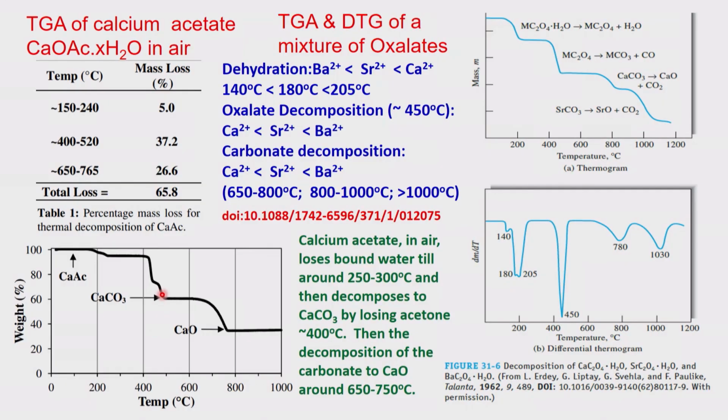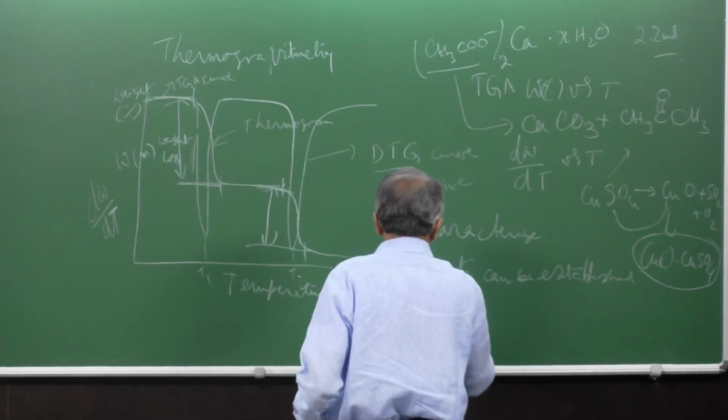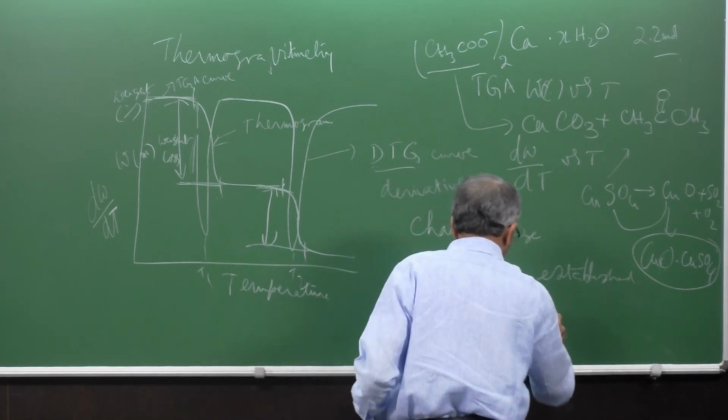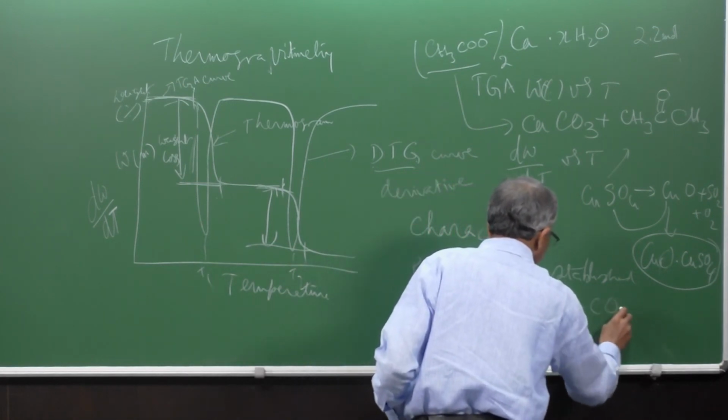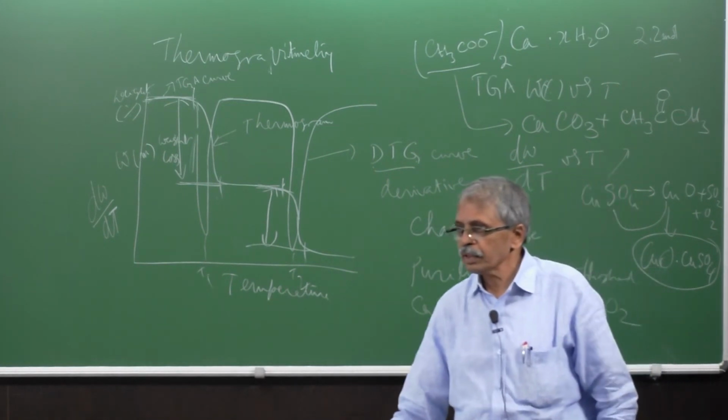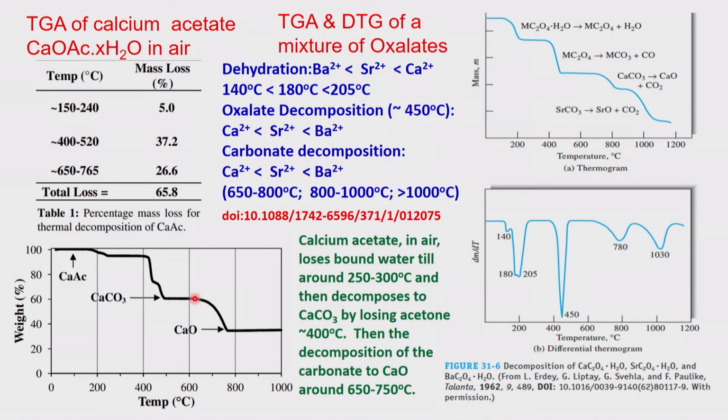Okay. And that means you got the calcium carbonate here, and then calcium carbonate will further decompose to give calcium oxide by giving off CO2. We are going to explain some more examples in the later slides or probably in the next class. So, that will come as the CO2, and this will happen beyond 600, 650 up to 750. So, you can see that.